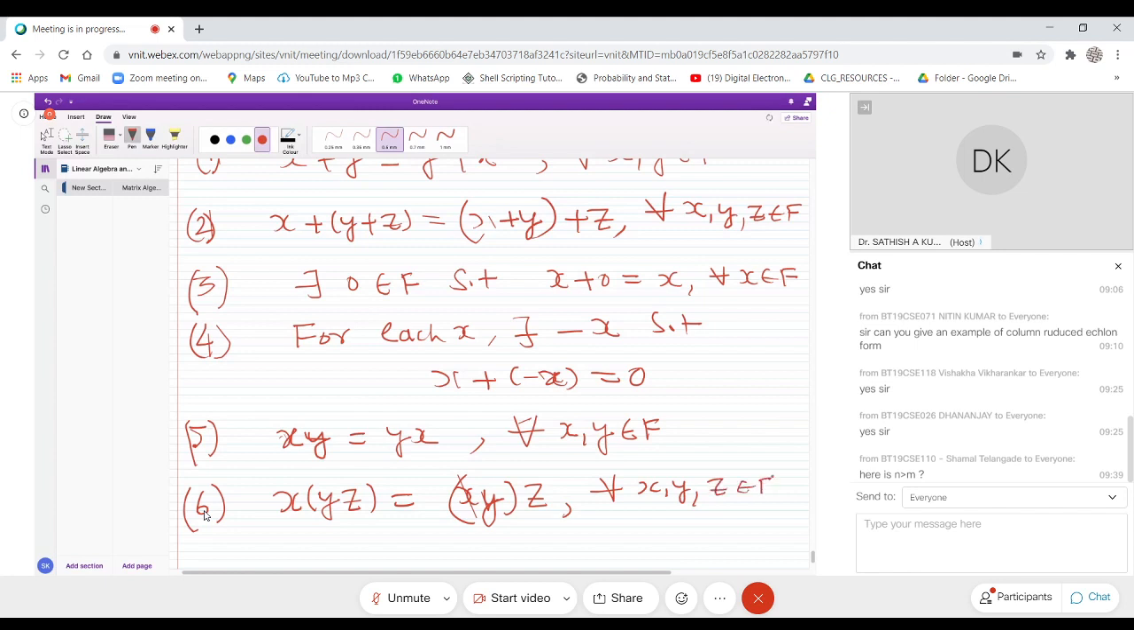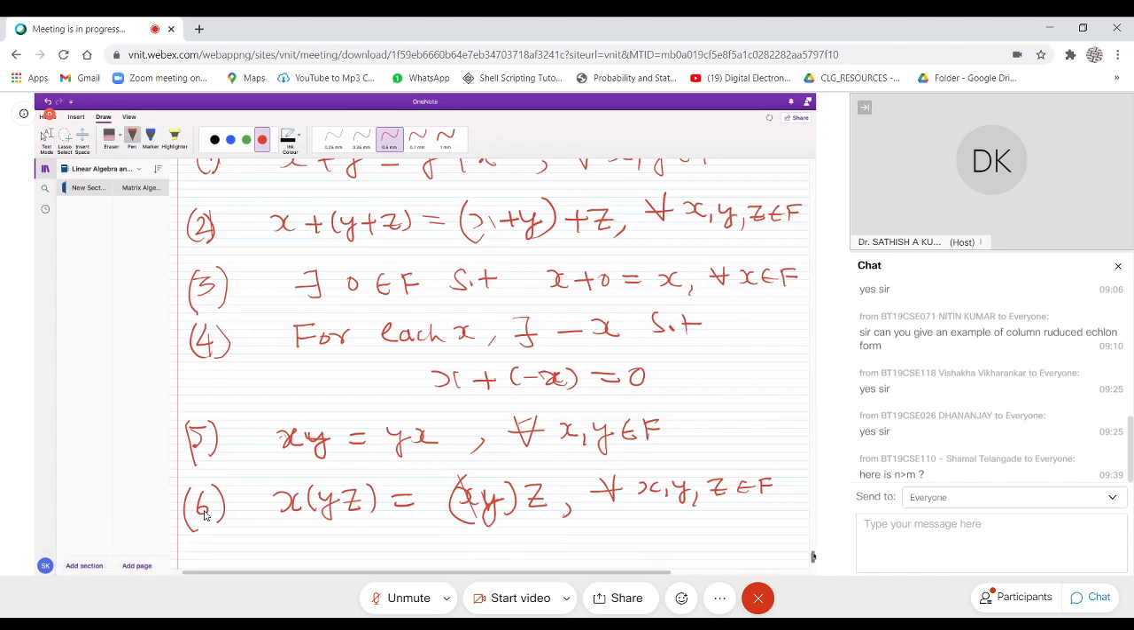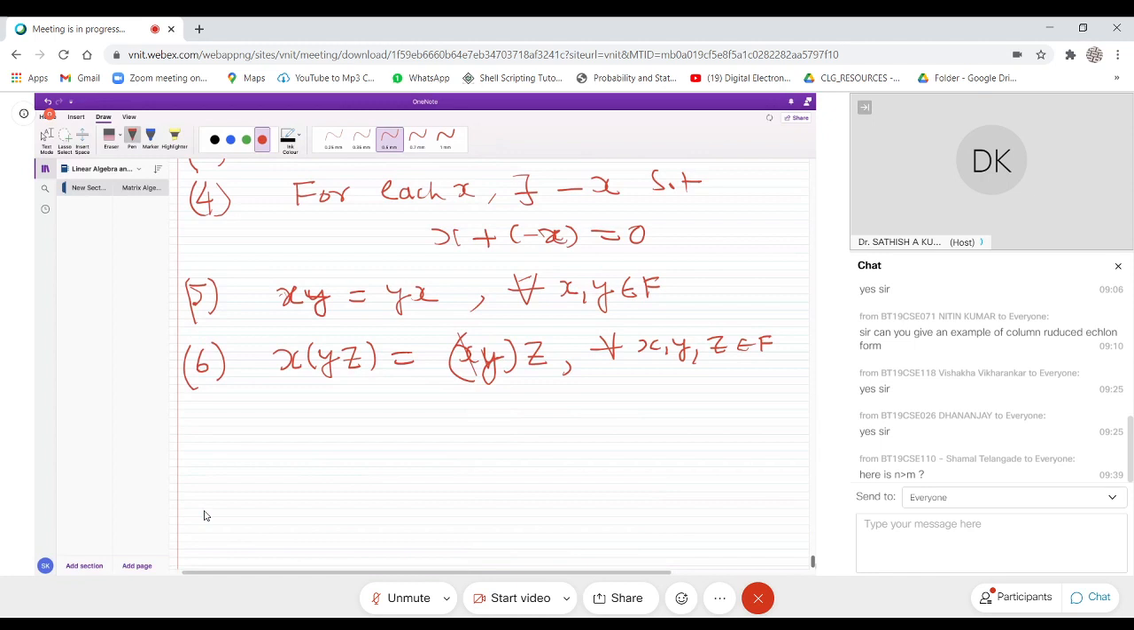Okay, and similarly here, because we are dealing with respect to the multiplication, for each value there is a unique non-zero element 1 in F, such that 1 into x is equal to x, which is again in F. Okay, so this is also true for all values of x.